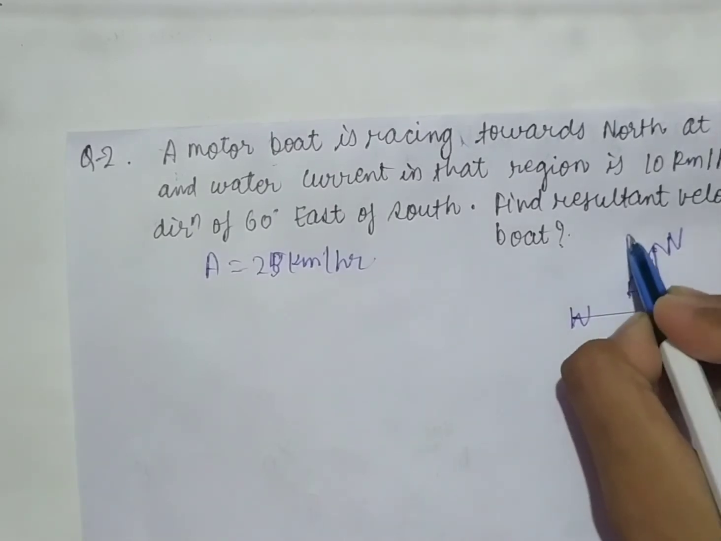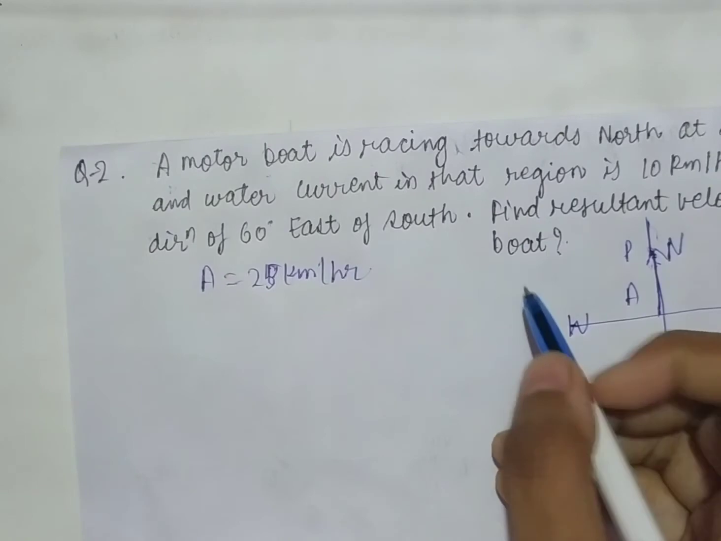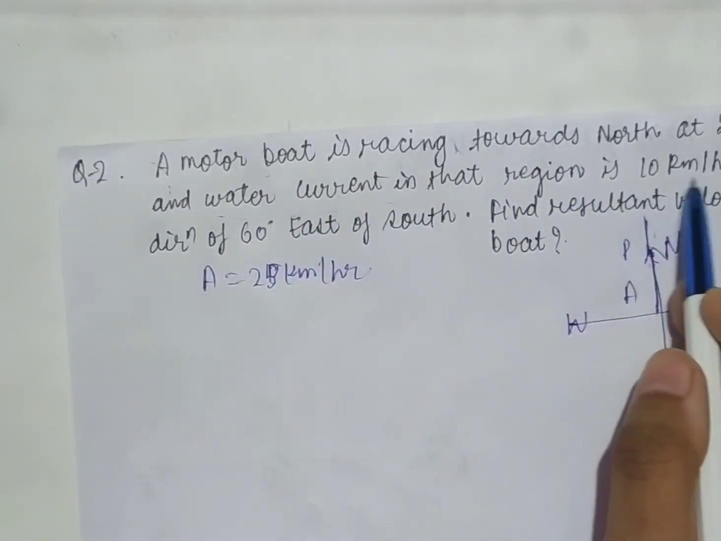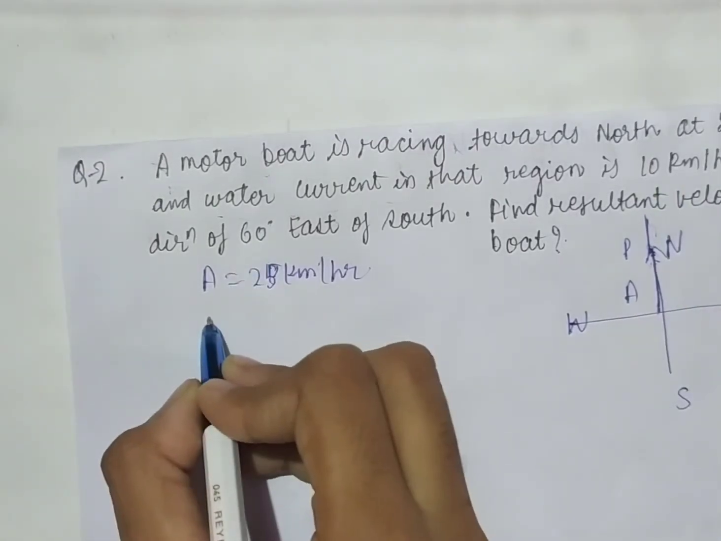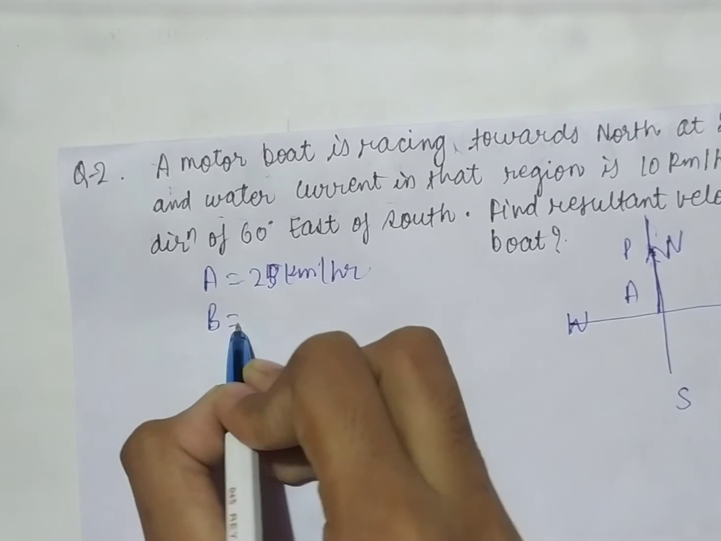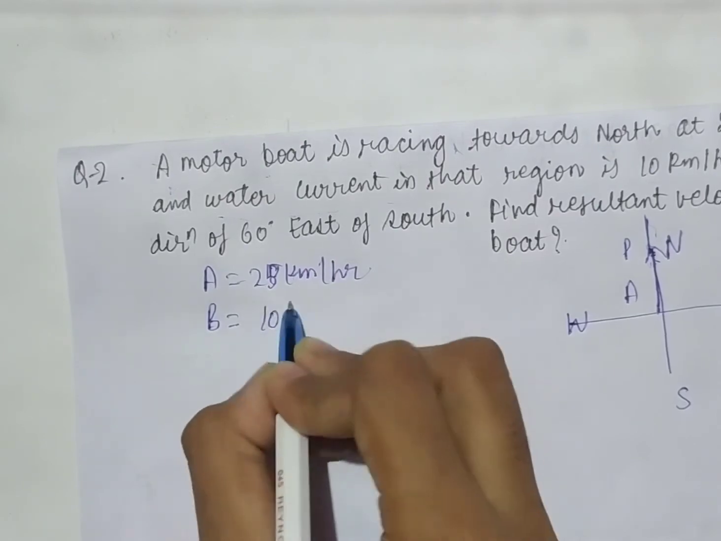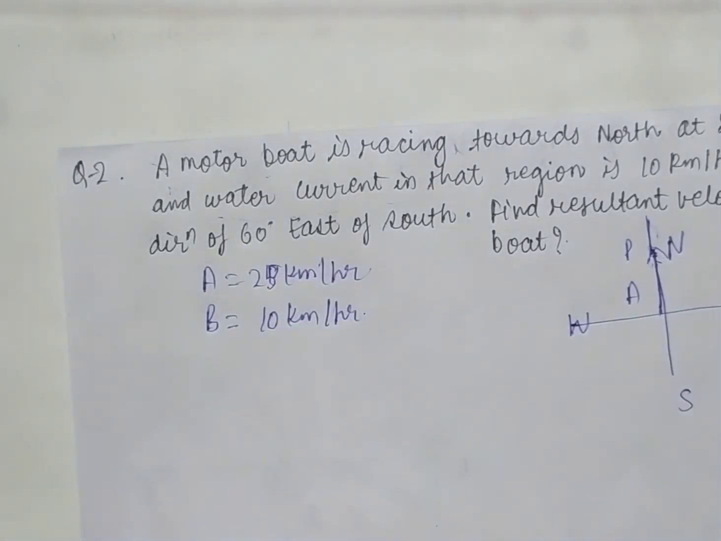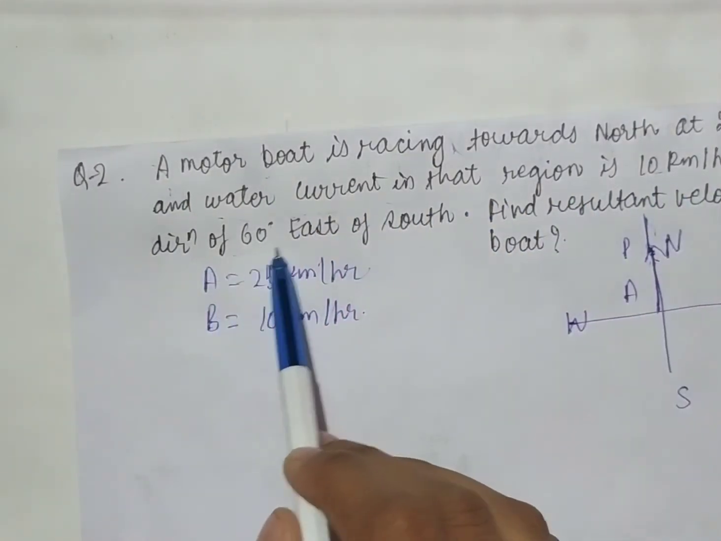Let us consider this point P. Now the water current in that region is 10 km per hour. Let us take this water current as B, and the speed at which the water currents are moving is 10 km per hour. What is the direction of these water currents? It is 60 degrees east of south.